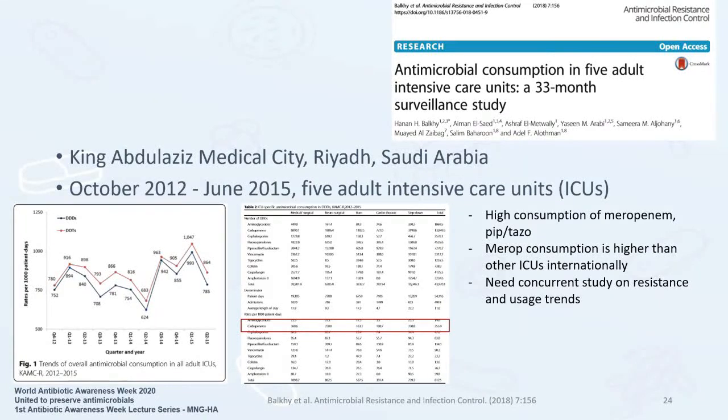Benchmarking means how do I compare to other facilities or other wards.